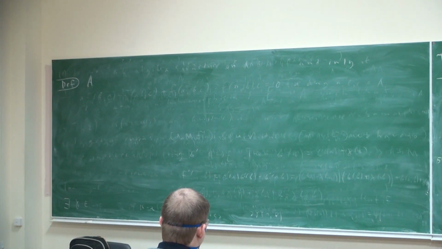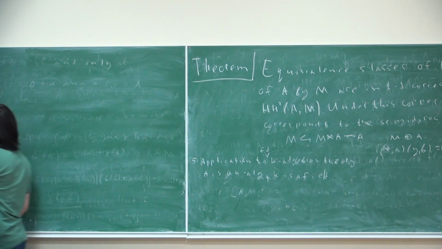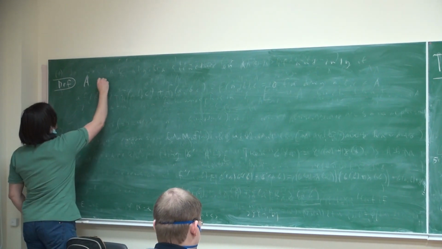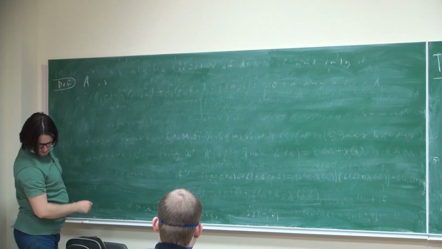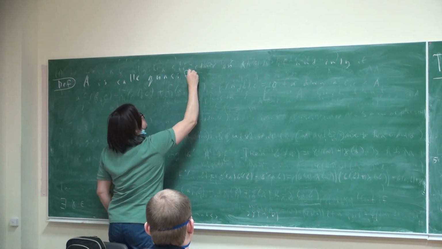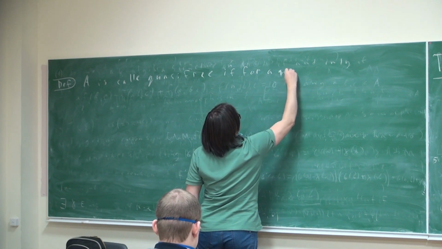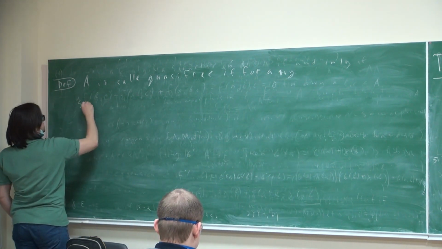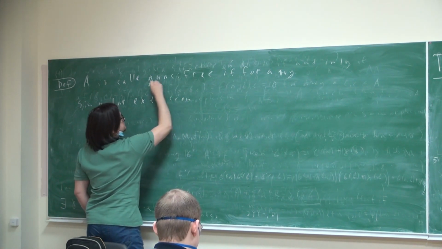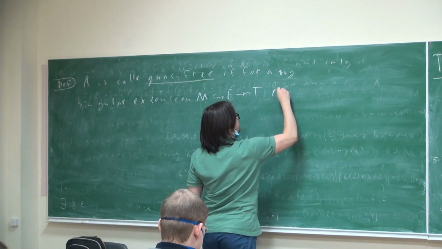Definition. A is a K-algebra, over our field K. A is called quasi-free if for any singular extension E of T by M.